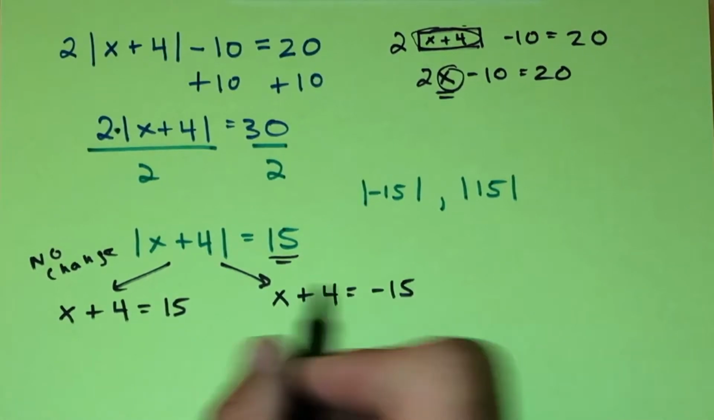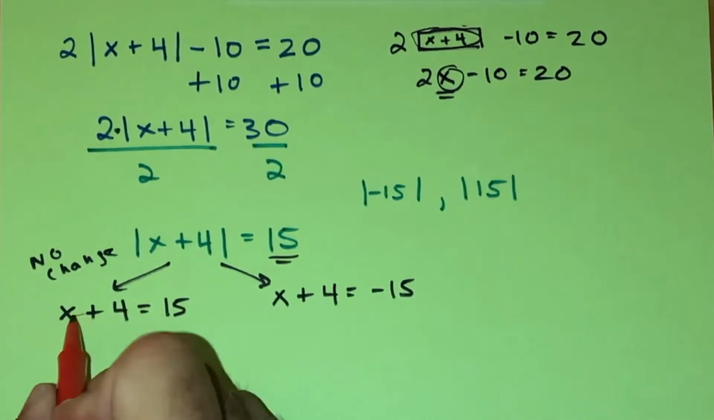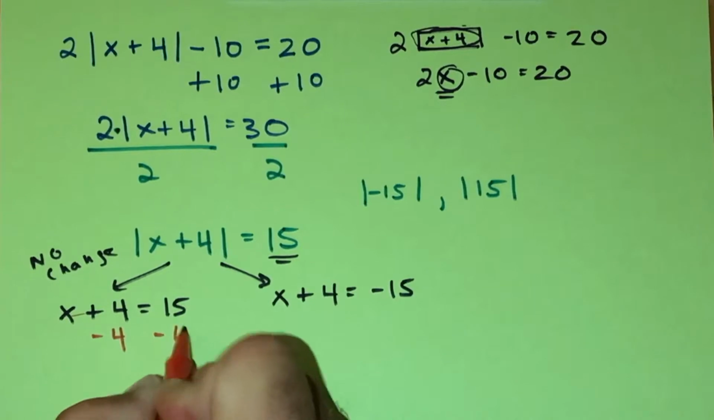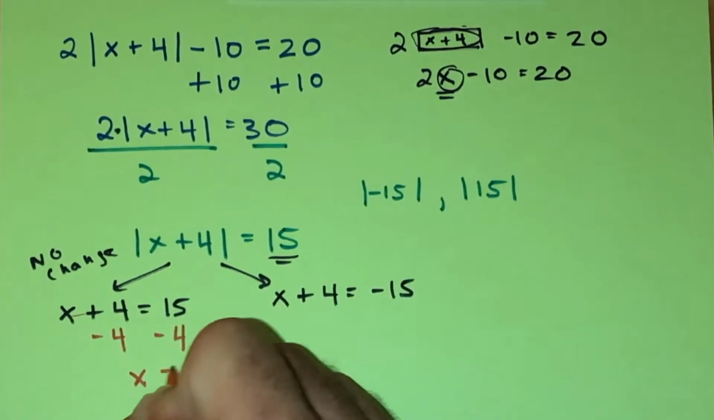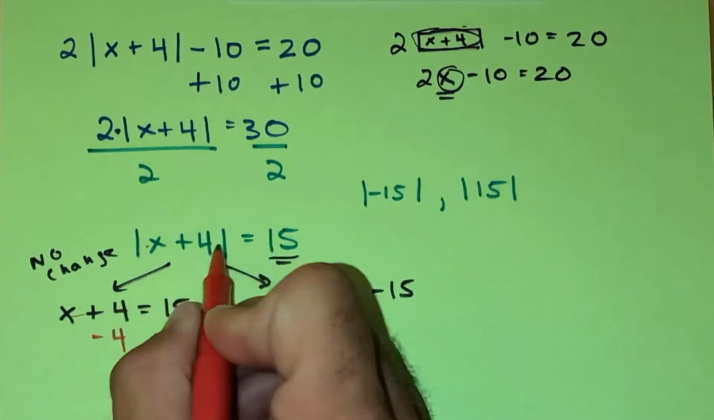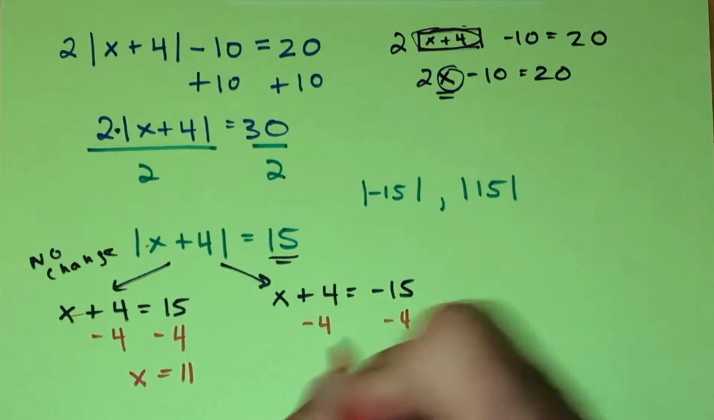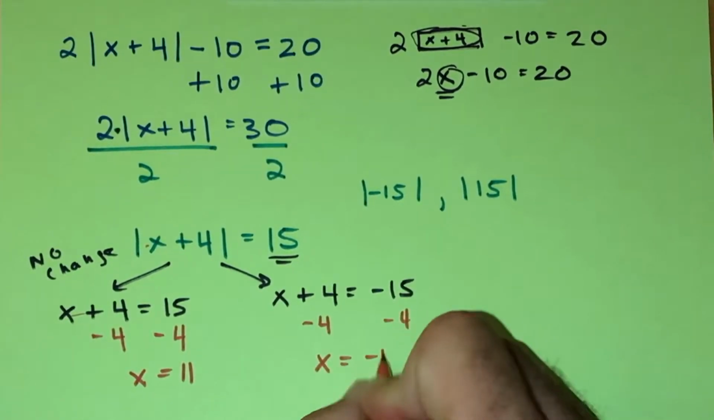What ends up happening is you're solving for both. Lost a little bit of train of thought there. Looking ahead a bit, we want to solve for what x is. Subtract 4 from both sides. X is equal to 11. Makes sense. 11 plus 4 is 15. Absolute value of 15 is 15. Subtract 4. X is equal to negative 19.